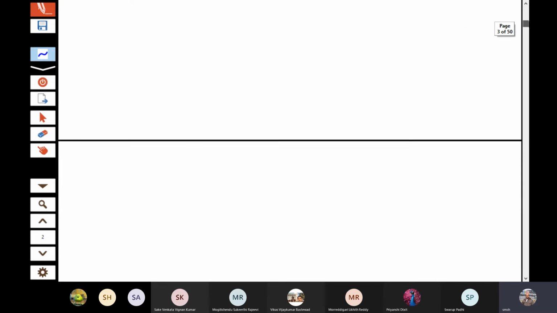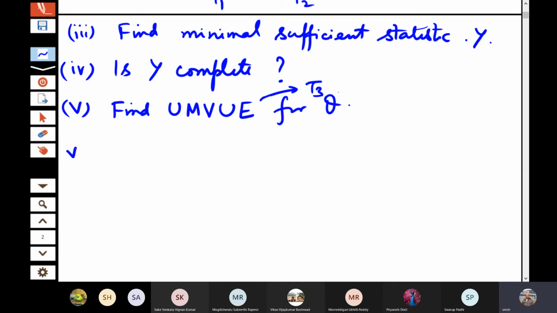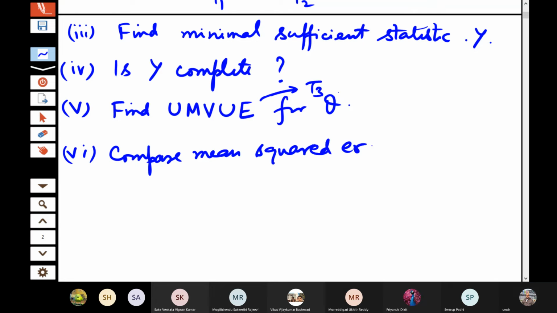And then I will ask you to compare the mean squared errors of T1, T2, T3. I hope the problem statement is clear. So please attempt this problem now and then tell me the solutions. Not very difficult, but you have to work it out.